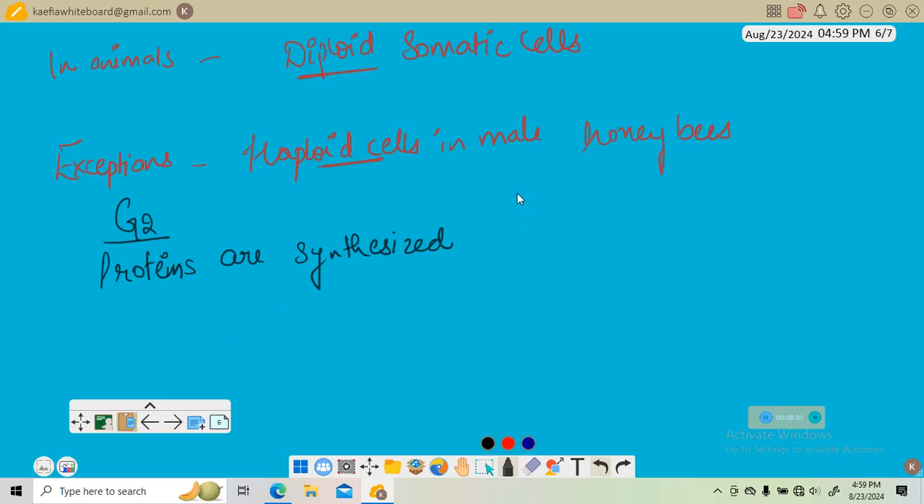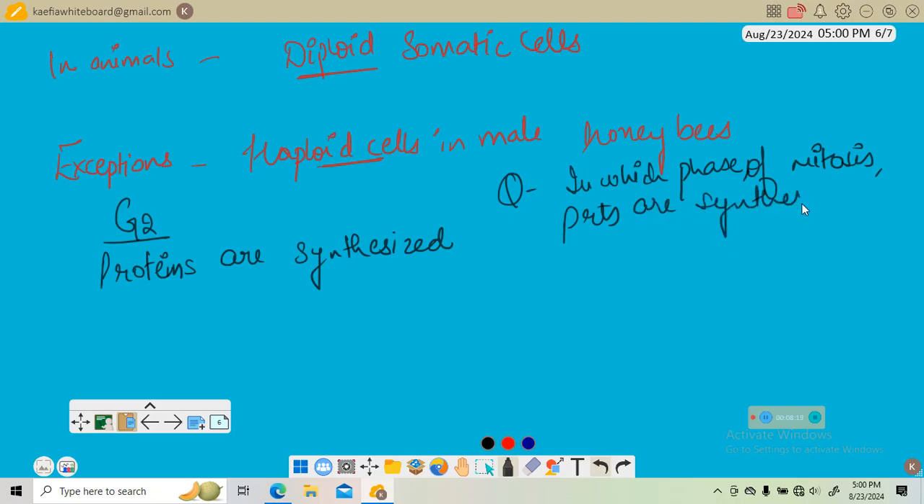So the question can come like, in which phase of mitosis are proteins synthesized, whether it's G1, G2, S or G0. So the answer is G2.